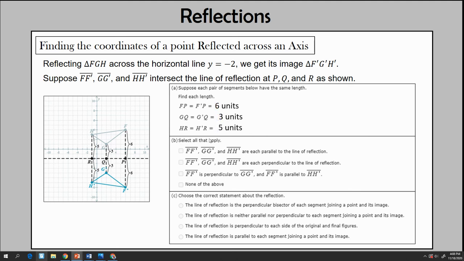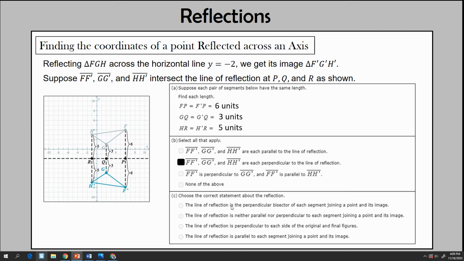Okay. Here, select all that apply. F to F prime, G to G prime, H to H prime are each parallel to the line of reflection. So are these dashed lines all parallel to this line of reflection? No, they are not. Are those lines perpendicular to the line of reflection? Yes, they are. F to F prime, is it perpendicular to G to G prime? So here's F to F prime. Is that perpendicular to G to G prime? No, it's parallel, so that's not correct. None of the above, that's not correct because we got one. So there's our answer.